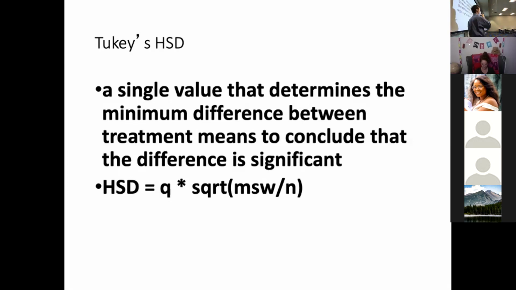So before we run the Tukey's HSD, we will have run that omnibus ANOVA and shown that there was a significant difference between the conditions. It's typically the case, best practice, that you're not running post-hoc tests if the ANOVA itself wasn't significant. So to get that HSD value, we're going to take Q, which is going to be a value we look up in the back of the book, times the square root of the mean squares within divided by n.